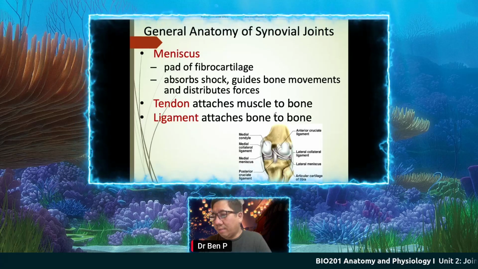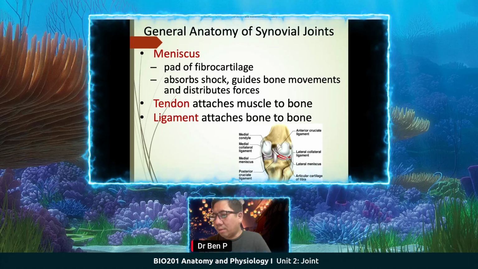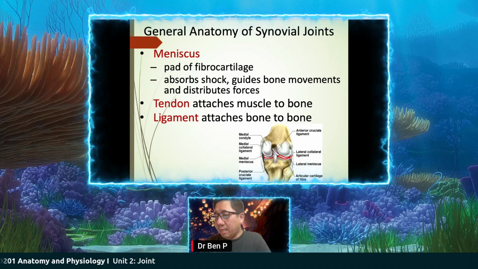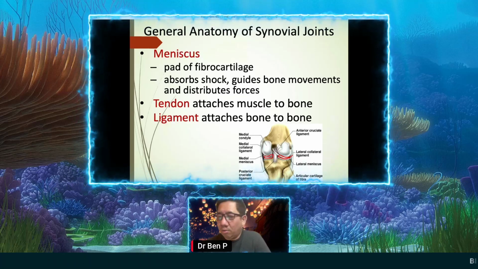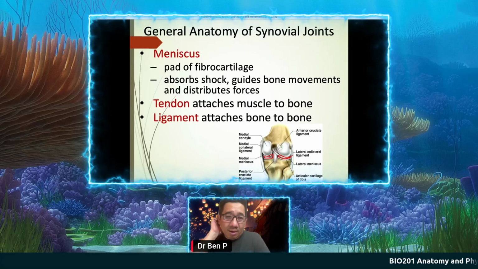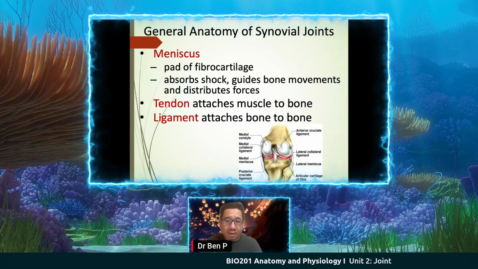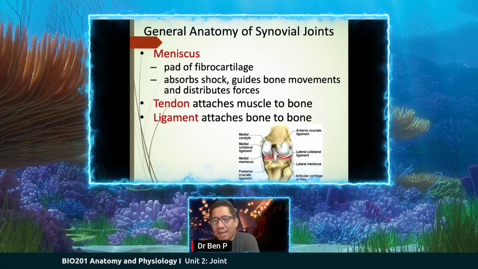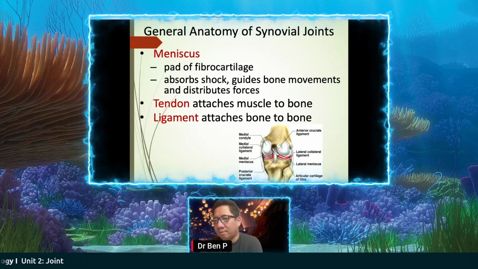You also have the meniscus. Think of the meniscus like shock absorption right here. You have the lateral meniscus and you have the medial meniscus. Especially this is for the knee. As we get older, these menisci actually kind of wear down as well. Like in the case of many professional basketball players or athletes, they can actually wear down their meniscus.